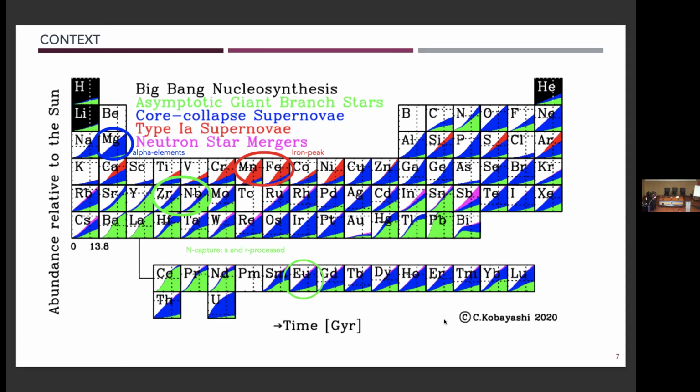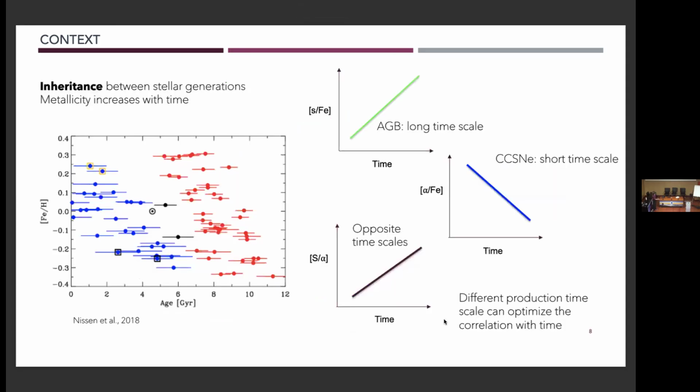This capture of neutrons can take place on different time scales, slow or rapid. In fact, we divide these into two families, and they can be produced both by asymptotic giant branch stars or by more exotic processes like neutron star mergers. This is the case of the rapid process elements. So we can combine all these properties and try to derive the history of the stellar population we are looking at.